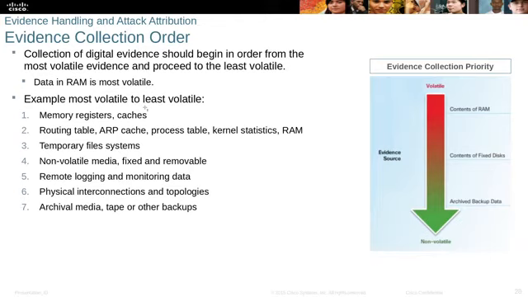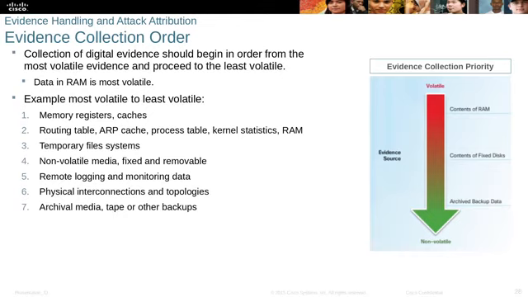Now, an important step, evidence collection order. The IETF, the Internet Engineering Task Force, Request for Comments 3227 provides guidelines for the collection of digital evidence. It describes an order for the collection of digital evidence based on the volatility of the data. In other words, data stored in RAM is the most volatile and it will be lost when the device is turned off. In addition, important data in volatile memory could be overwritten by routine machine processes.